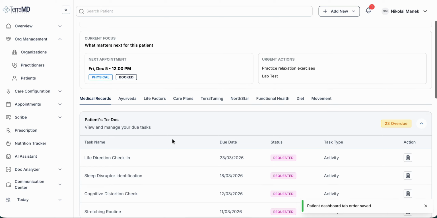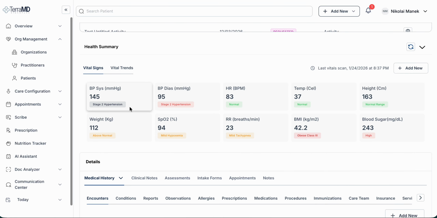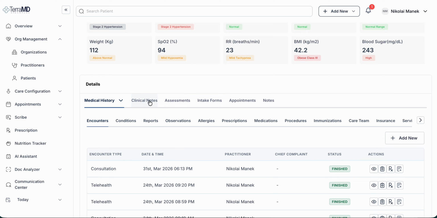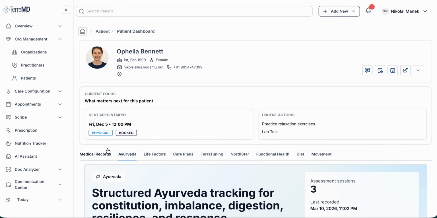It starts with medical records, patient to-dos, vitals, and then all sorts of things that you would need in a medical practice, like encounters, conditions, observations, allergies, prescriptions, medications, procedures, and so on and on and on. So that's a full allopathic medicine electronic health record system. Then we have Ayurveda.